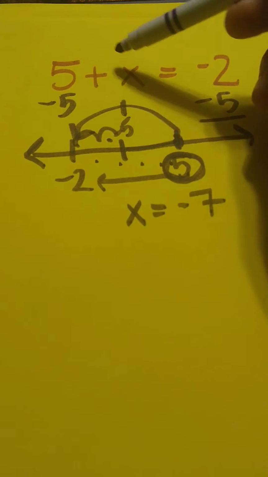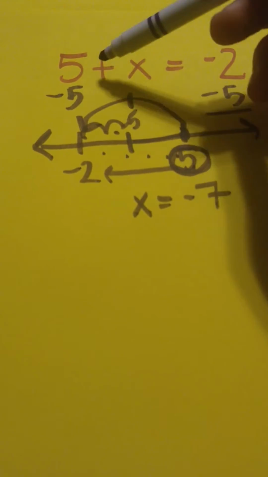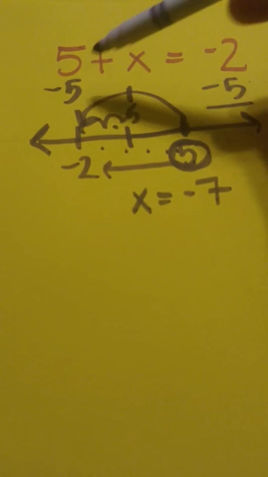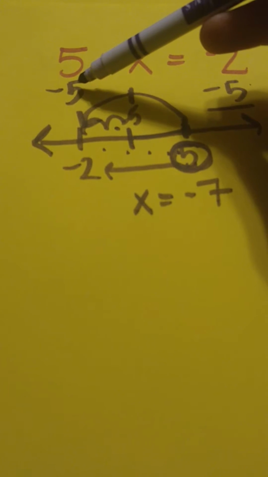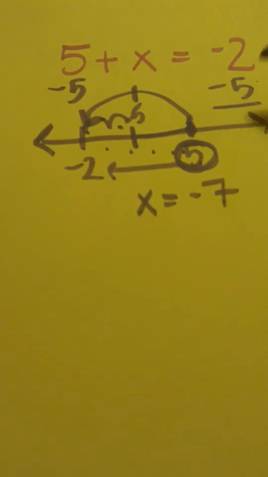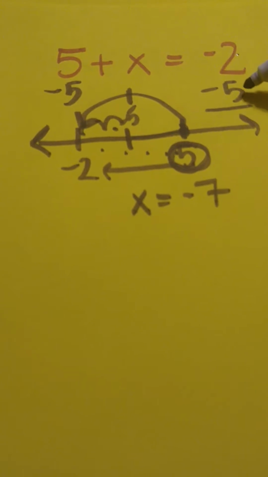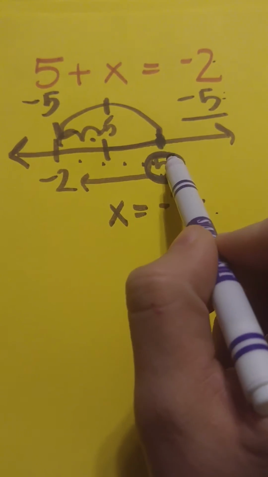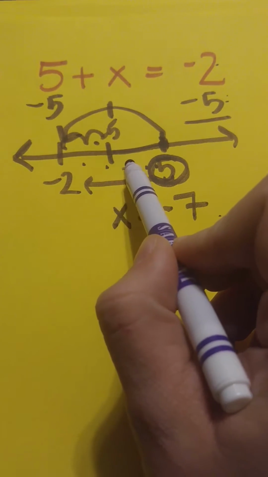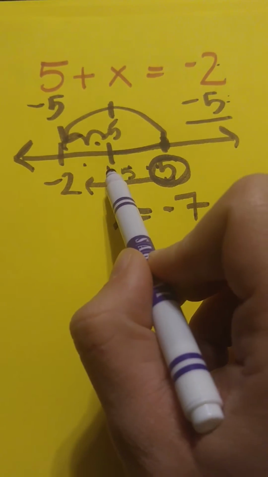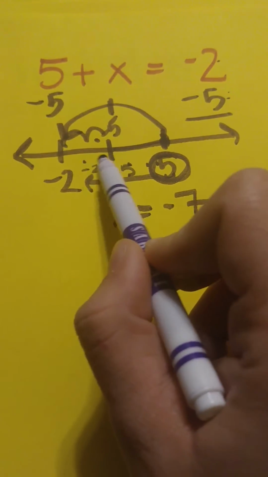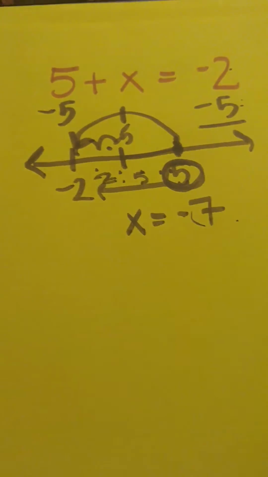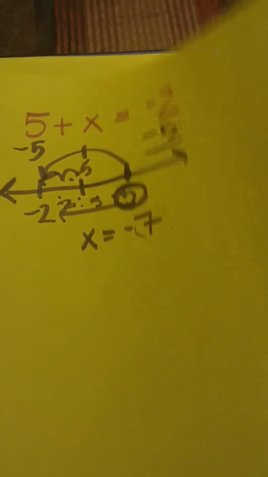Again, I saw a positive value. I saw addition. What operation did I do to undo that? Or do the opposite? I subtracted negative 2, negative 5, negative 7. Right here, you can check that. To go from 5 to 0, I went down 5. To get from 0 to negative 2, I went down 2. In total, I went down negative 7.